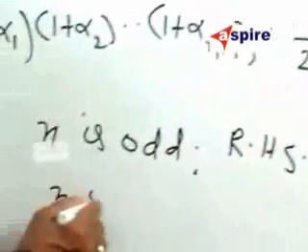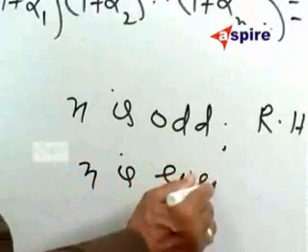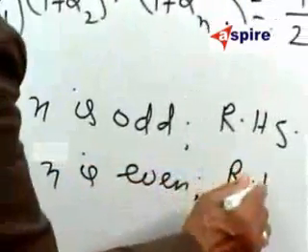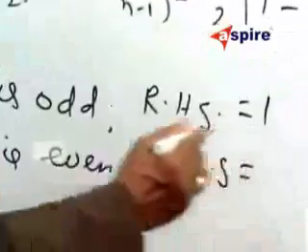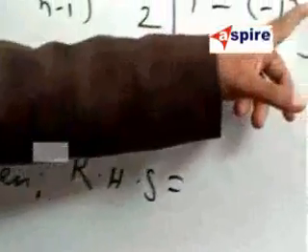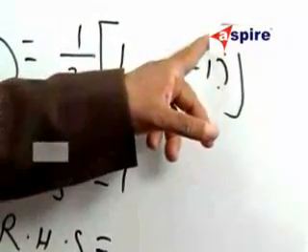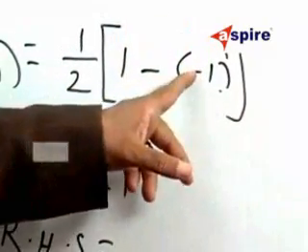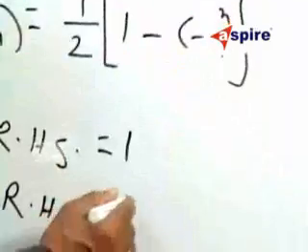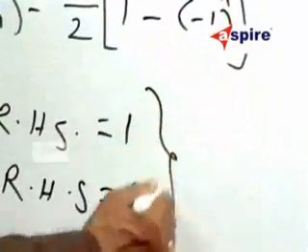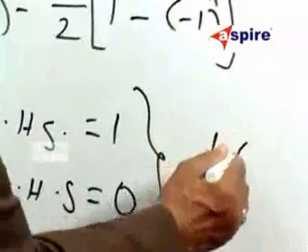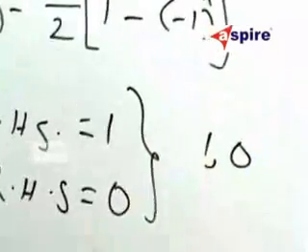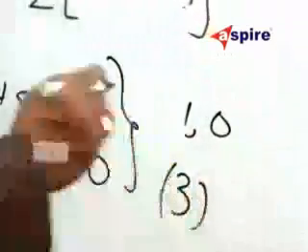If n is even, the right hand side will be, when n is even, minus 1 to the power of n will be equal to plus 1. Therefore 1 minus 1, that is 0, divided by 2, that is also equal to 0. Therefore the answer must be either 1 comma, say, 0, that is choice number 3 is correct.